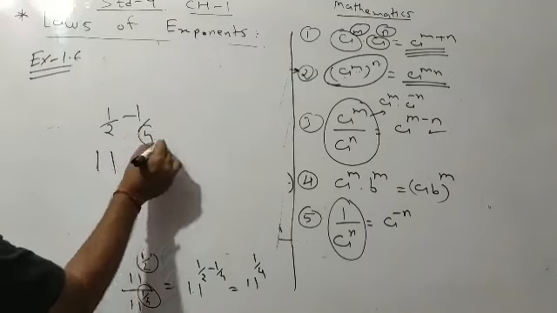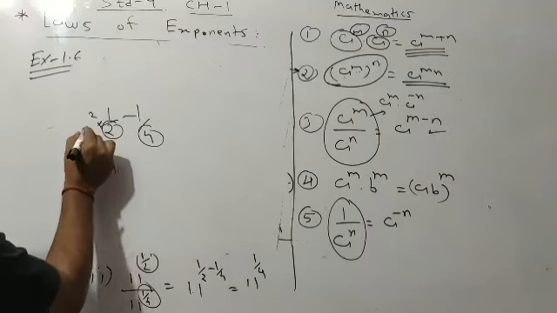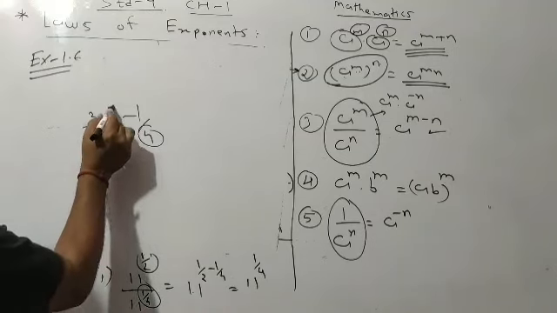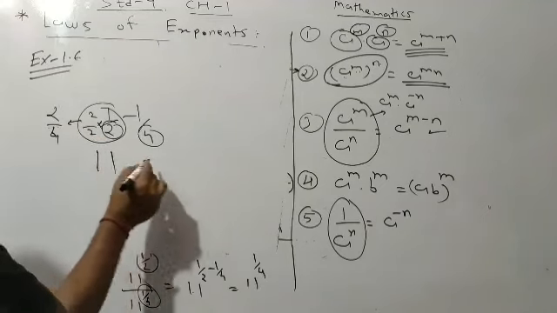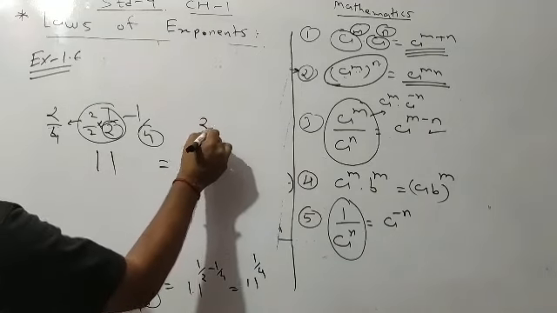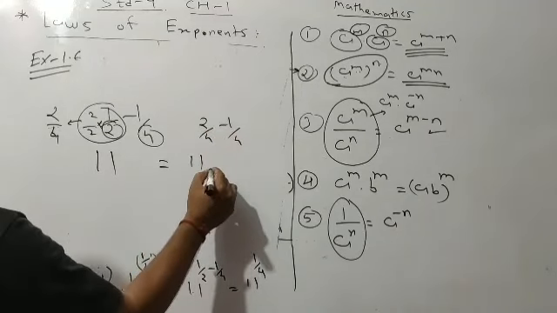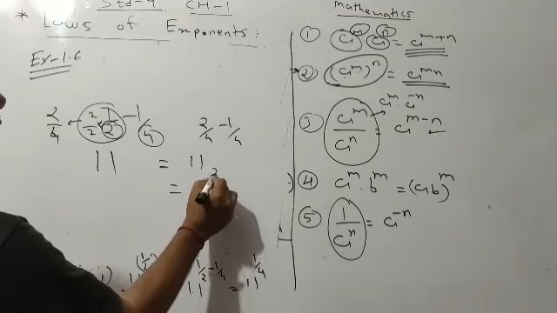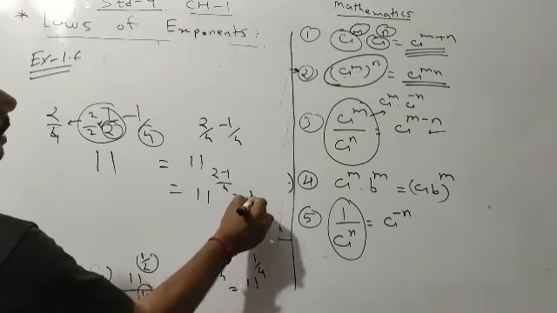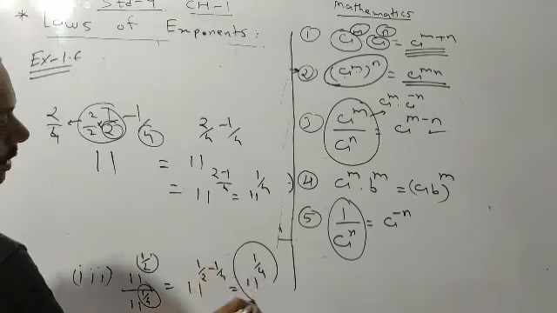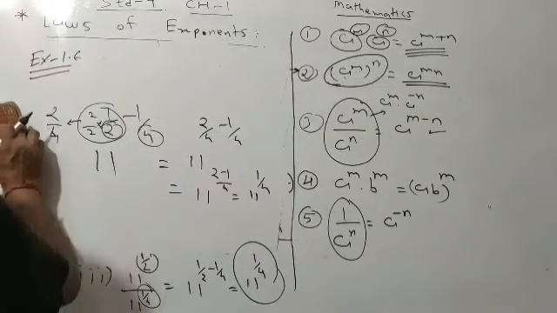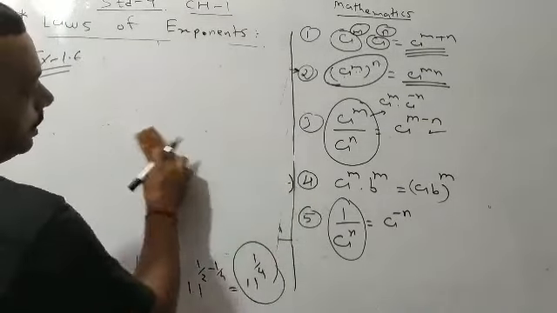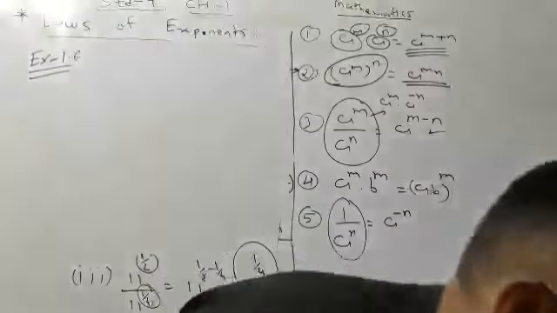Again we know that 4 is the LCM. So we have to multiply and divide by 2. So this 1 by 2 is rewritten as 2 by 4. So the final answer is 11 raised to 2 by 4 minus 1 by 4, that is 11 raised to 2 minus 1 by 4, that is 11 raised to 1 by 4. See the answer, 11 raised to 1 by 4. Now this is our second last question.